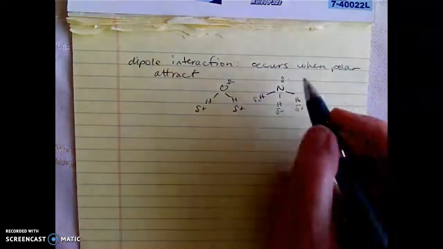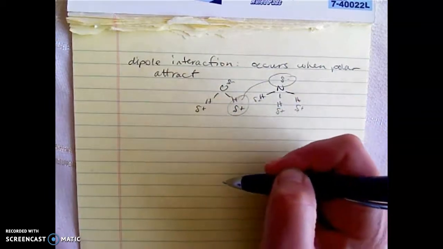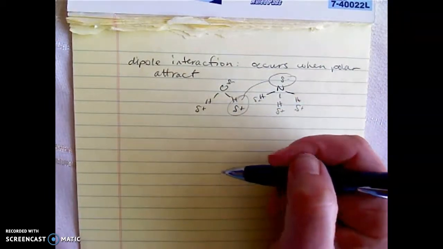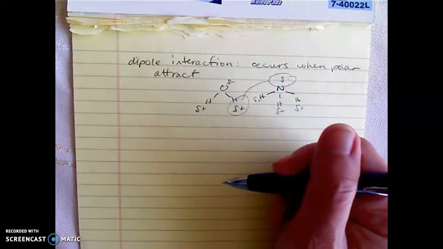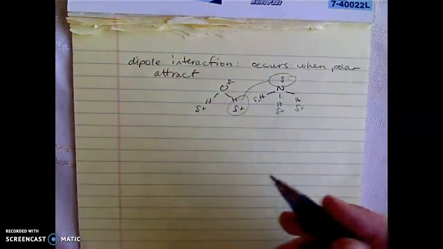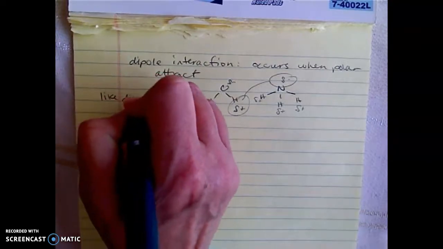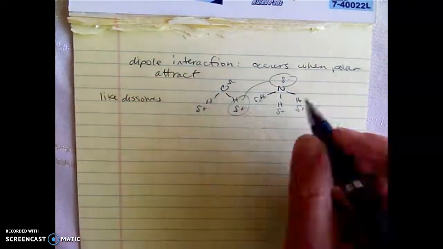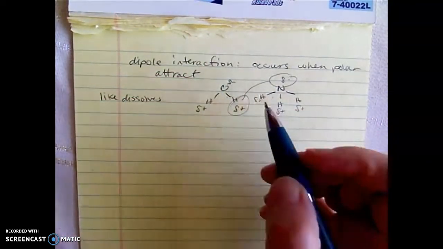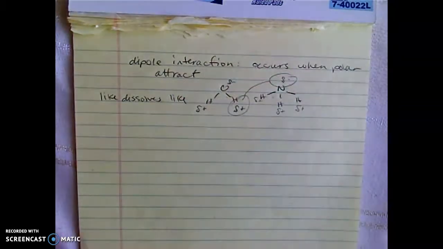These would arrange so that this end would actually attract to this end. Okay? Because they have the slightly positive, slightly negative ends, they can attract to each other. That's why you always hear that term "like dissolves like." So water can dissolve ammonia. However, water cannot dissolve things like oil because oil is nonpolar.